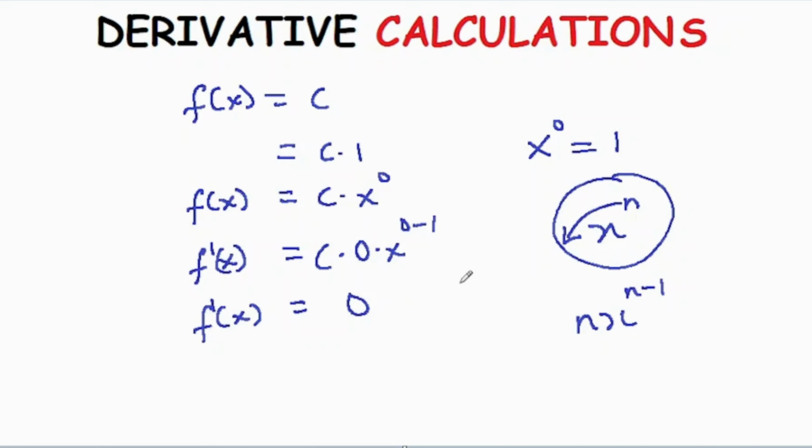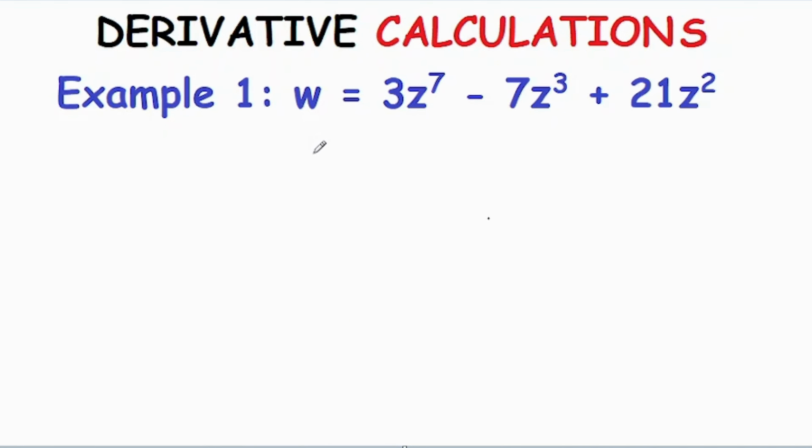So let's take the first example. Here is our first example. We are going to find the derivative of w with respect to z. What exactly we are going to do is to find the derivative of each term. So let's have w prime, that's the derivative of w with respect to z. Considering the first term here, the power is 7. So we bring down 7. So 7 we multiply 3. We have our z here.